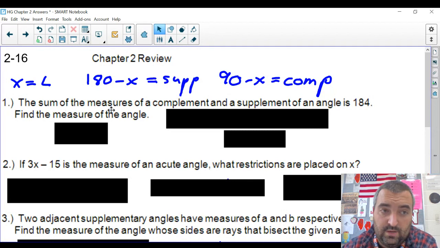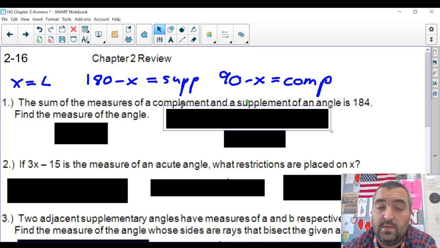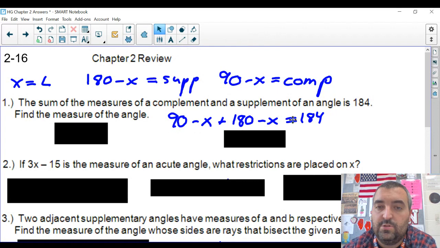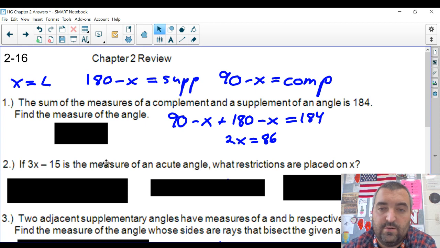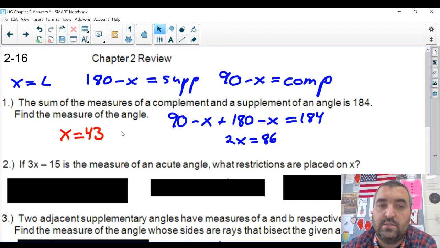It says here, the sum of the measures of a complement and a supplement of an angle is 184. So the sum of the complement and the supplement means I take the supplement and the complement, add them together, and set them equal to 184. Now I need to find the measure of the angle. So I start solving. Combine like terms, move stuff around, and finally solve for x, and I get x equals 43. It just wanted the angle, which in this case is just x.